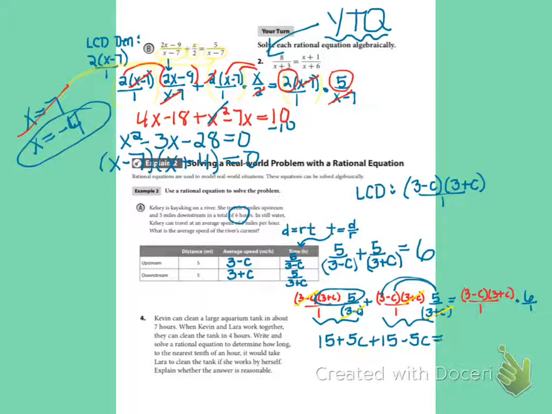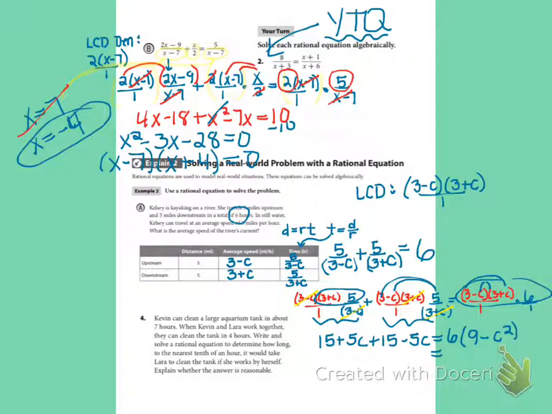And then on the other side, I don't really get anything to cancel out. So what's left are going to be these things that I'll have to multiply, which means I'll have to FOIL the two binomials, and then whatever I get multiplied by 6. So that's going to be 6 times, and when I FOIL the 3 minus c and the 3 plus c, I get 9 minus, and then you remember the insides and outsides are going to cancel because these are two binomials that only differ by the sign. So I'll have 9 minus c squared.